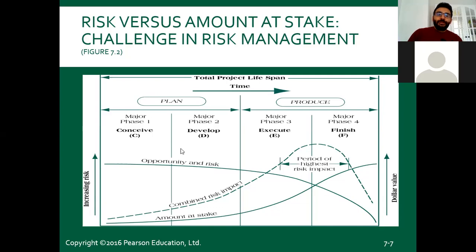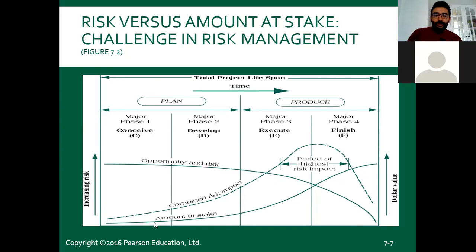So this is the project lifespan. And as you see here, there are the planning phase and the producing phase. It's the planning phase of the project where you conceive and develop the project plan. And then you go to the executing and finishing part of it. So as you see here, when you begin planning the project, the opportunity and risk are at the highest level because there is more uncertainty. You don't know anything about the project. But by the time you are collecting some information, right? And when you start the project, you face the realities. So at the end of the project, when you finish it, there is no risk, there is no opportunity. You just finish the project, right? So the opportunity and risk are decreasing by time, okay?